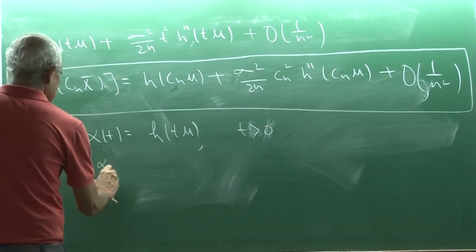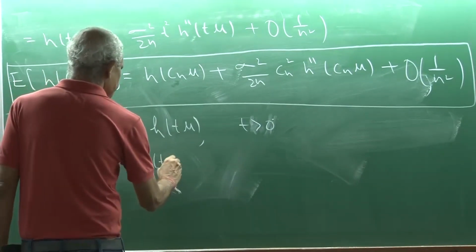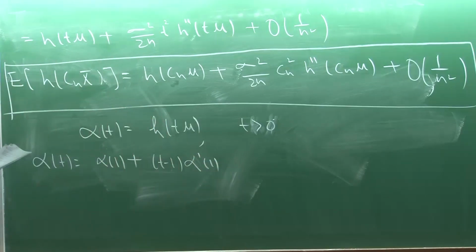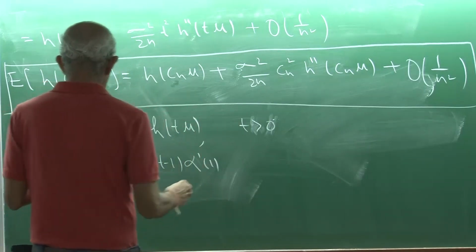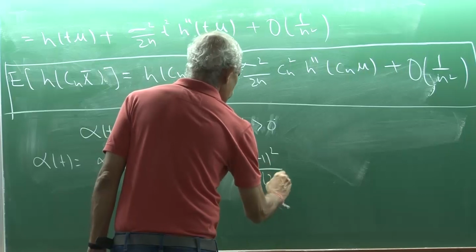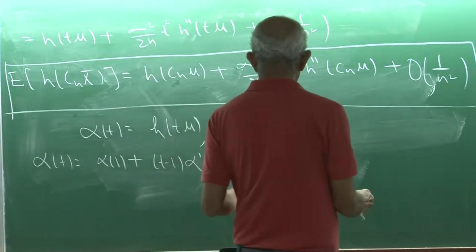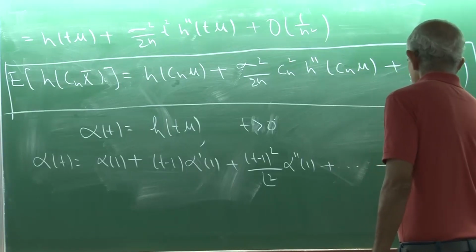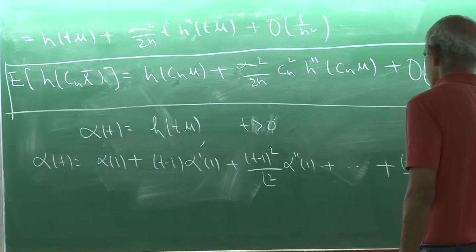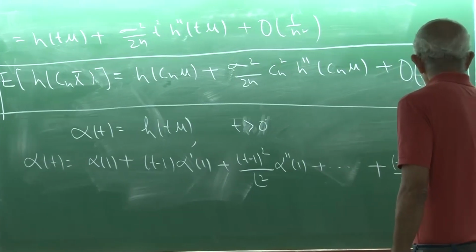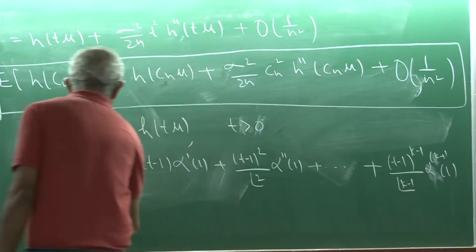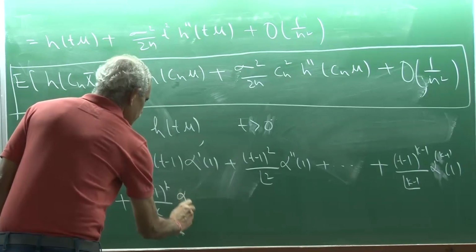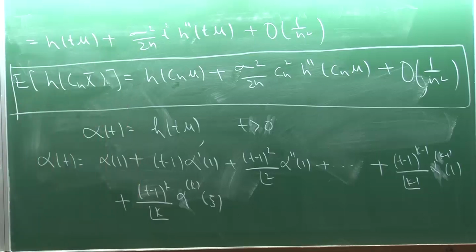So alpha t is the same as alpha 1 plus t minus 1 alpha prime 1, plus t minus 1 whole square by factorial 2 alpha double prime 1, plus and so on up to t minus 1 to power k minus 1 by factorial k minus 1 alpha to power k minus 1 of 1, plus t minus 1 to power k by factorial k alpha k at the derivative at point xi, and xi is between 1 and t.